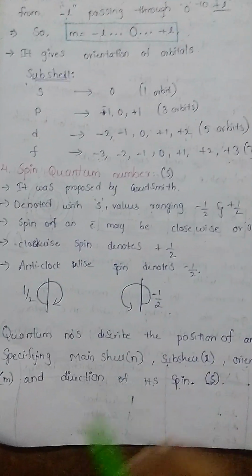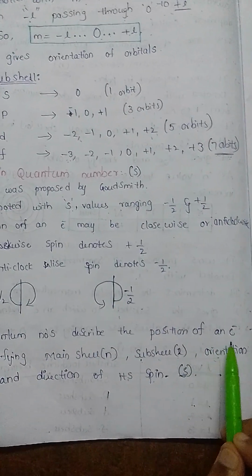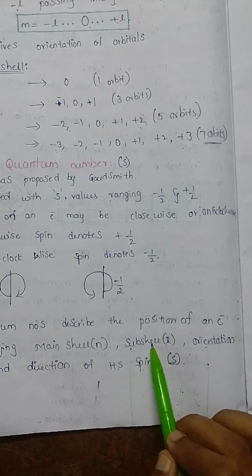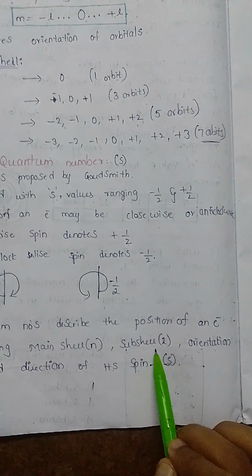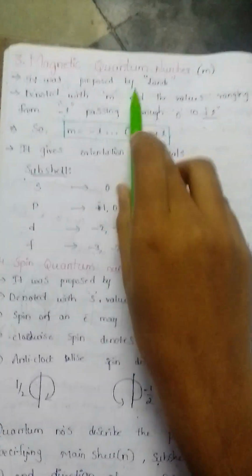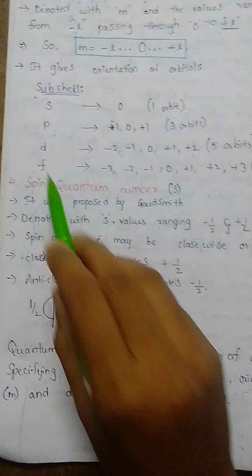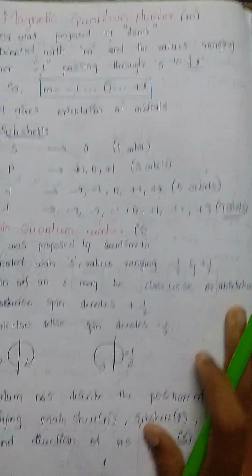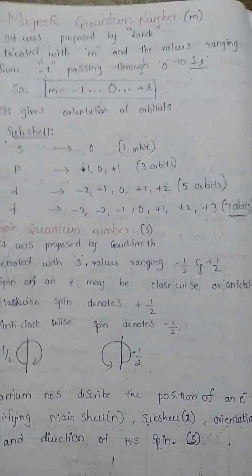So the quantum numbers describe the position of an electron. The principal quantum number describes where the electron is, in which main shell. If it is in a subshell, then by using the angular momentum quantum number we find out the subshell. The orientation of the electron is given by the magnetic quantum number. And the direction of spinning is told by the spin quantum number. By using these four quantum numbers, we describe an electron in its different orbitals.